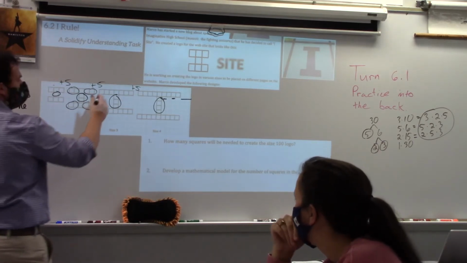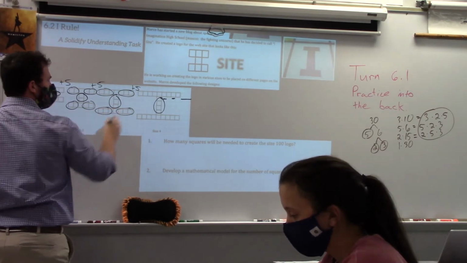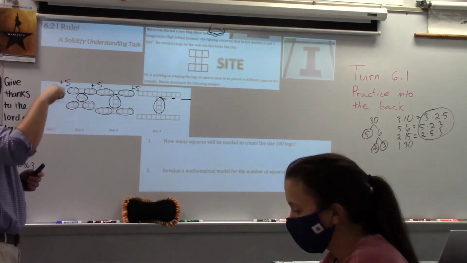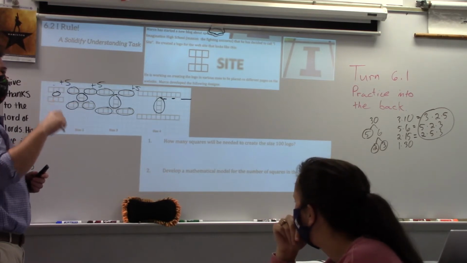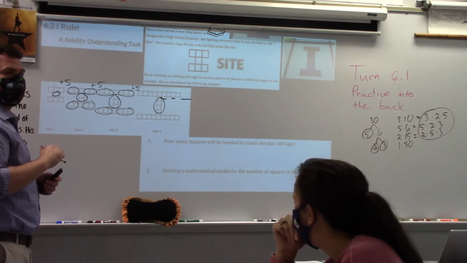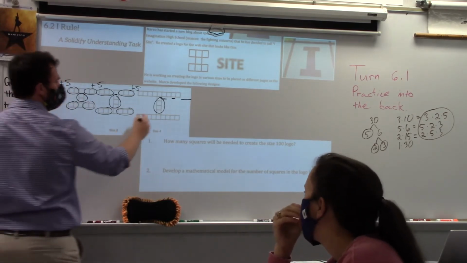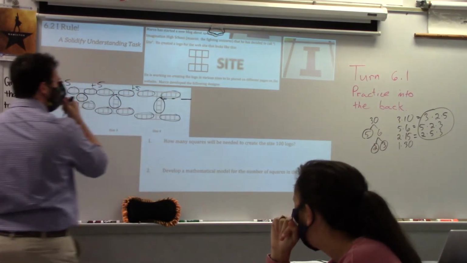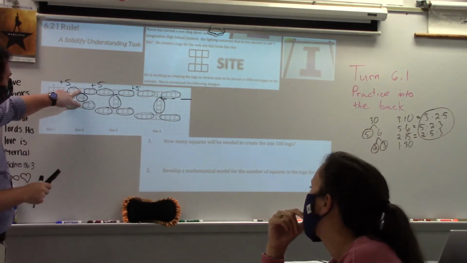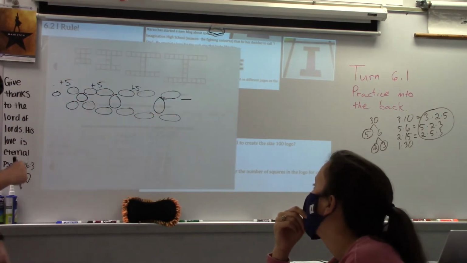How about how many 3's are here? 5. Huh. How would we repeatedly add those 5 3's? 3 times 5, multiplication, right? How many 4's are here? 5. And then notice every single time there's how many extra? 2.